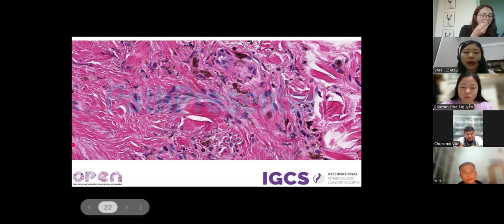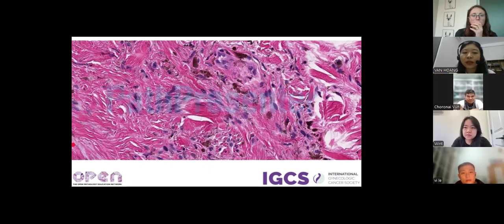So we can have the diagnosis for these lesions. Is it blue nevus? Yes, exactly. This is blue nevus.